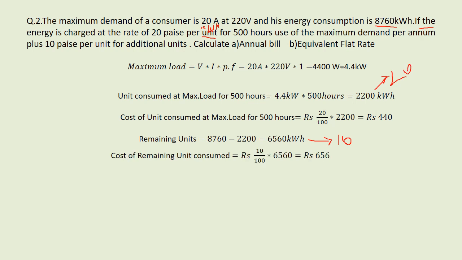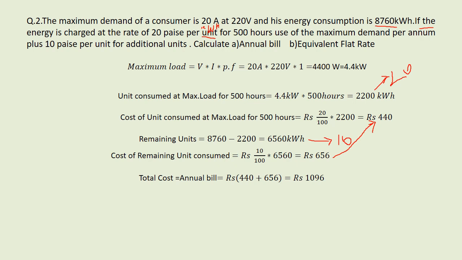Okay, now the cost of your remaining units is 656. So the total cost will be the sum of these two, and that sum will be 1096. So this is the annual bill.